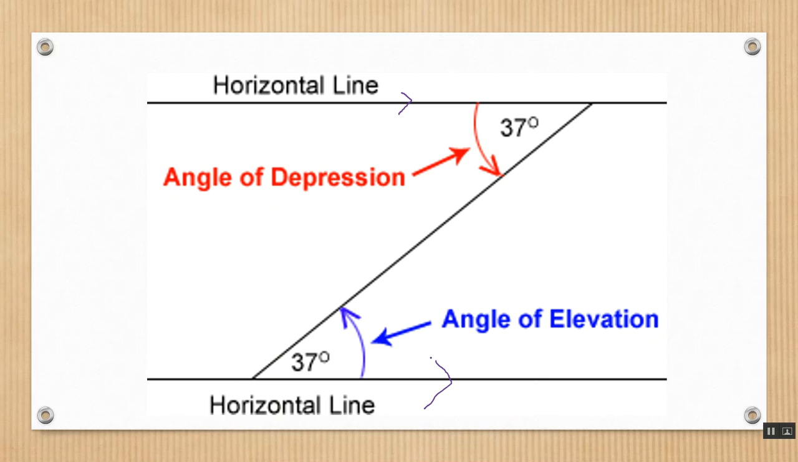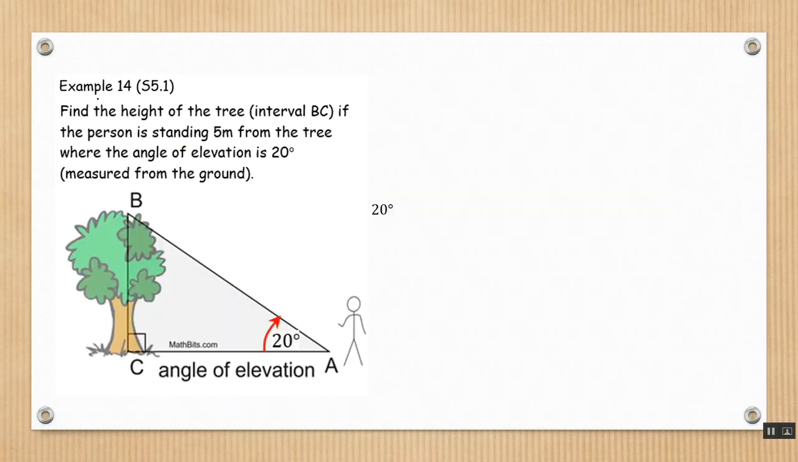So elevation goes up, depression goes down. So now we have questions like this one. Find the height of the tree. We don't need that 20 there. Find the height of the tree, which is interval BC. So from here to here. So the height of the tree, we can use H for height.